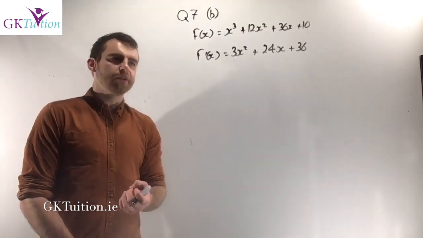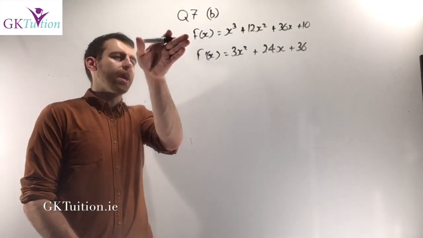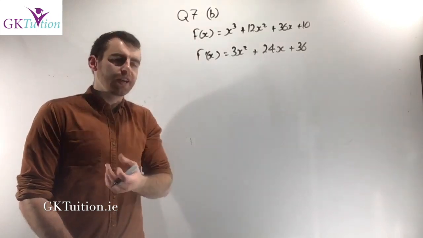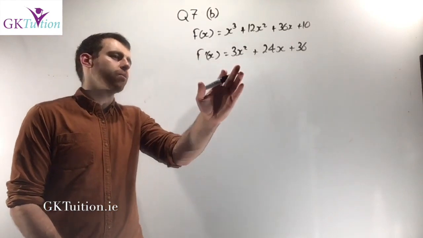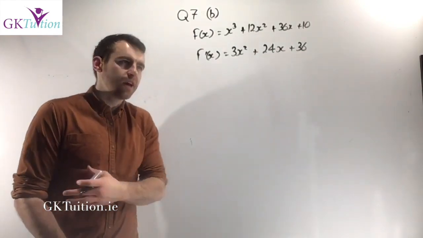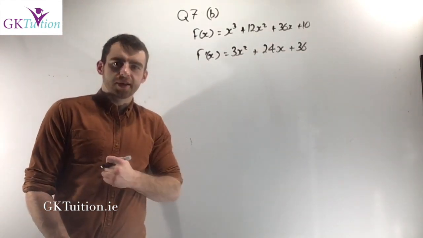Part B here was very straightforward. You're simply given a cubic function and asked to get its derivative. The derivative of f of x in this case is 3x squared plus 24x plus 36. And that's all you needed to do to get the marks there.